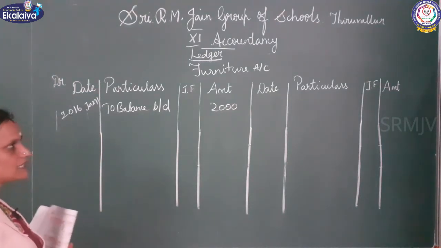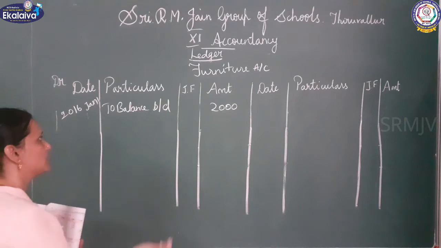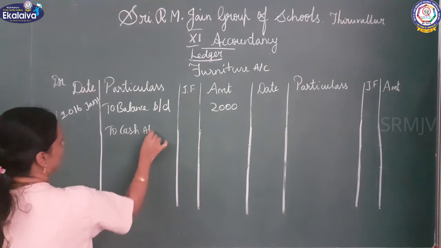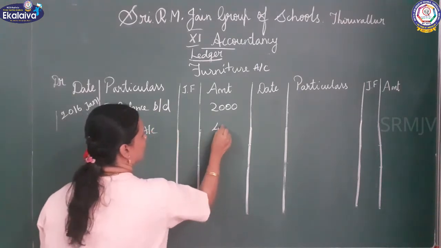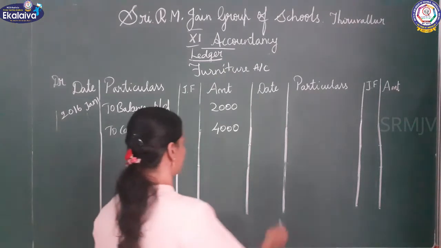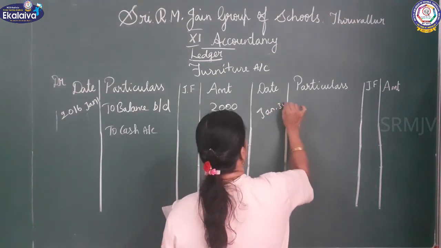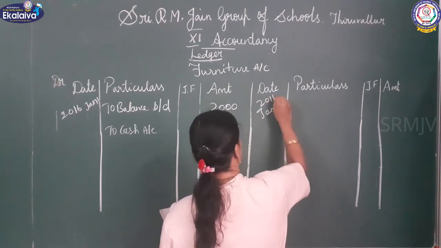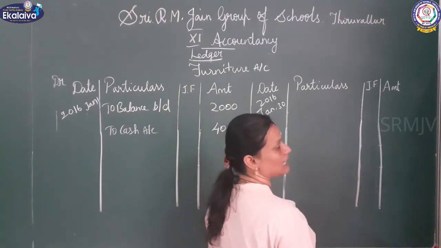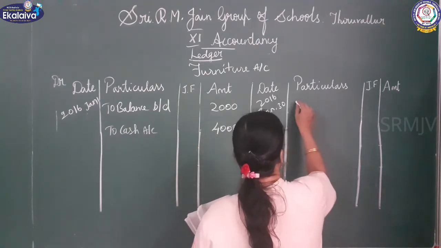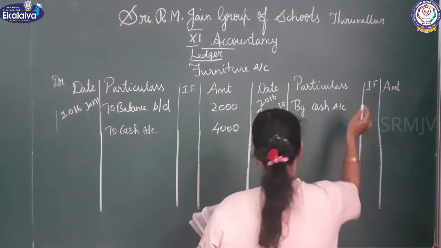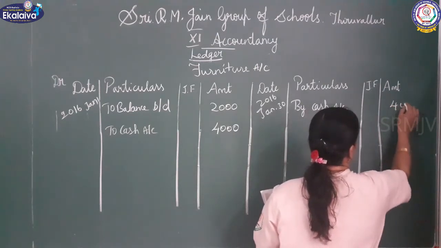And then what happened? He purchased a furniture. So furniture account data to cash account. So automatically the cash should come to debit side. So cash account, how much? 4,000. Okay, and then sold furniture. So 30th, January 30th, he sold that furniture, 2016. Okay, so sold in the sense furniture account, cash account to furniture account. Okay, so by cash, isn't it? Cash account, how much? 400.